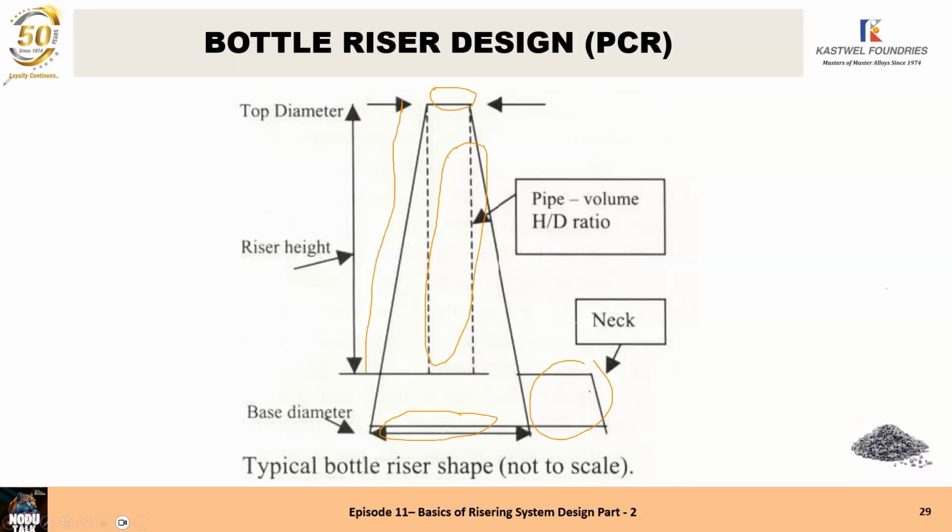So how to design the pipe, you will see in the next slide. But just look at the parameters. Base diameter, same as before. Top diameter, we will define. Riser height, we will define. And neck is shown over here. So this is a typical bottle riser, which is the shape of a conical bottle, and it is not to scale. Now we'll go and see the scale.